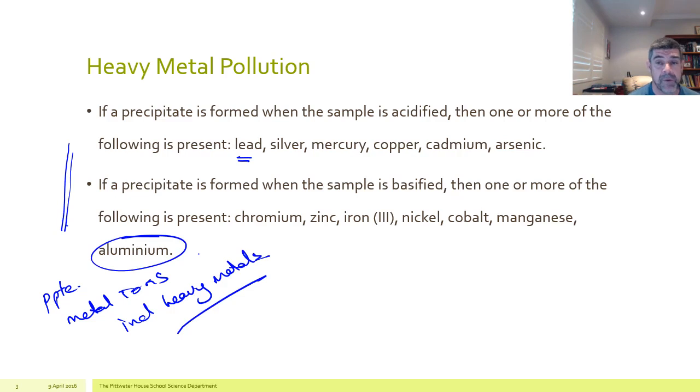And you will have already started to use some acidified solutions, particularly something like potassium permanganate. Not terribly many examples of basified ones at this point in time, but you will if you continue through in your chemistry courses.